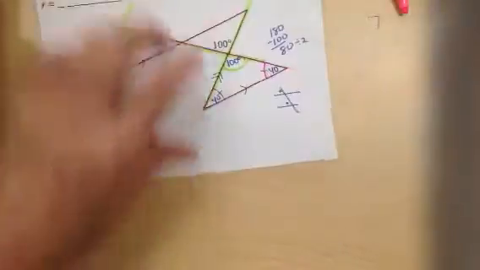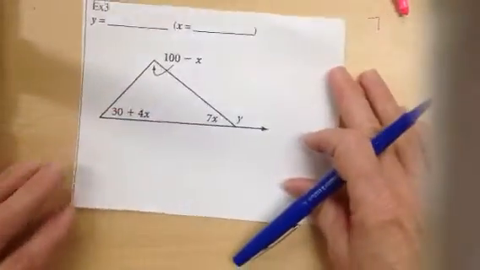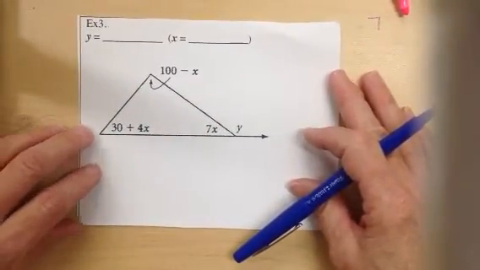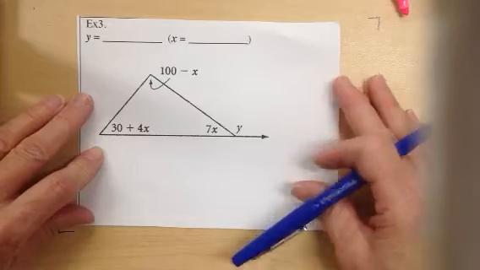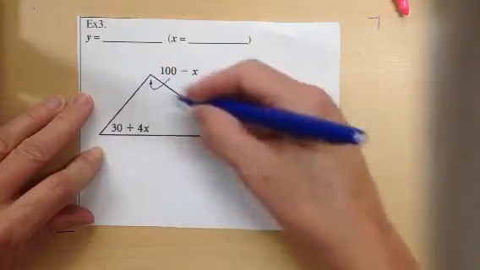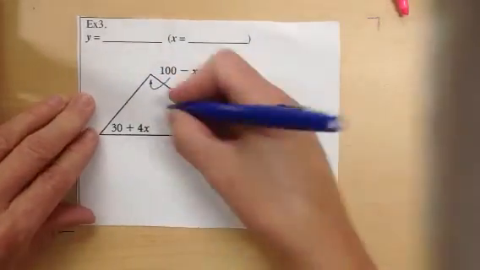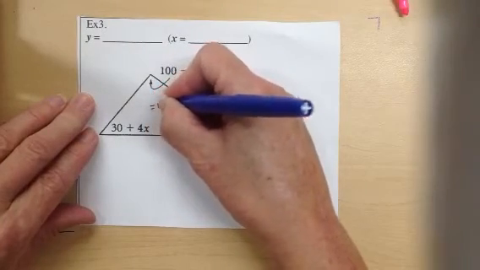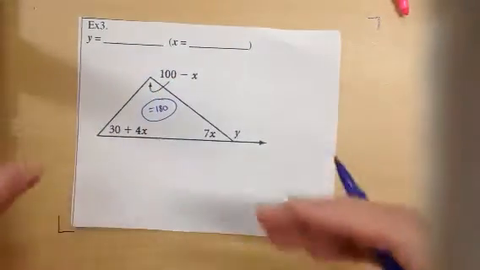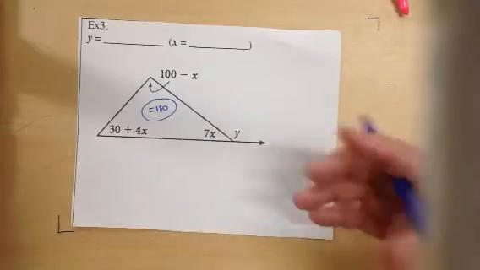Okay. A couple more examples. And this is example 3. The first thing I want to notice is that I have a triangle. You see the triangle, and all triangles equal 180, right? Sometimes I write that 180 in the middle of a triangle just to remind myself that that's what it's going to equal.